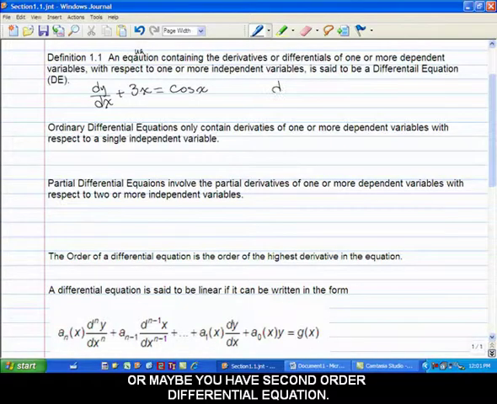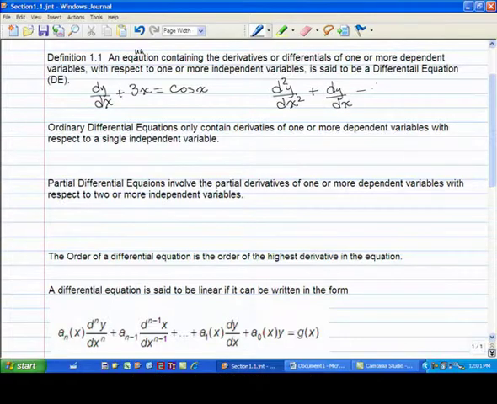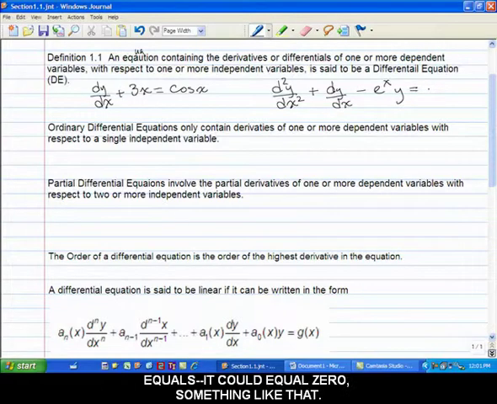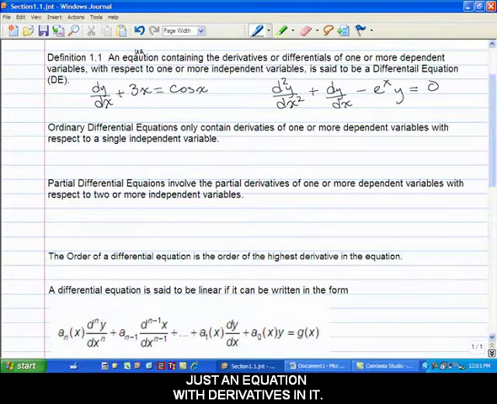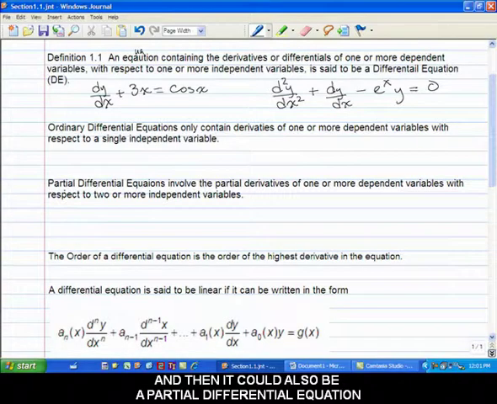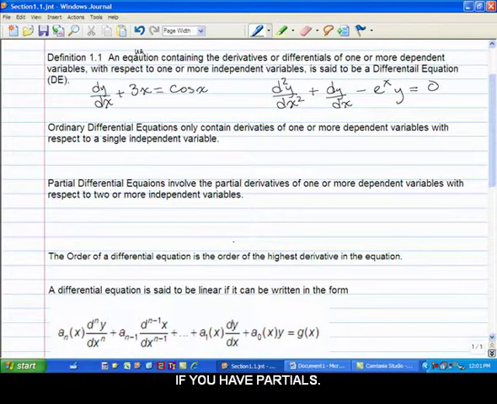Or maybe you have a second order differential equation. It could equal 0, something like that. Just an equation with derivatives in it. It's ordinary if it's just with respect to x, and so if you just have regular derivatives, not partials in here, we call it an ordinary differential equation. And then it could also be a partial differential equation if you have partials.